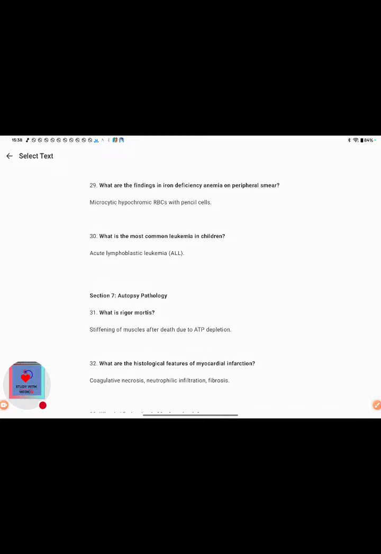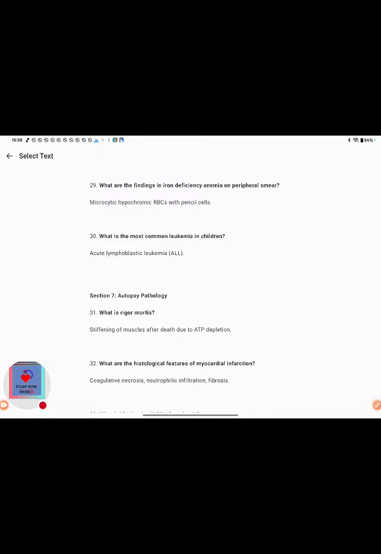What is the mechanism of pernicious anemia? Autoimmune destruction of gastric parietal cells leading to vitamin B12 deficiency. Because the parietal cells are damaged, intrinsic factor is not formed, leading to vitamin B12 deficiency. Intrinsic factor comes from the parietal cells.